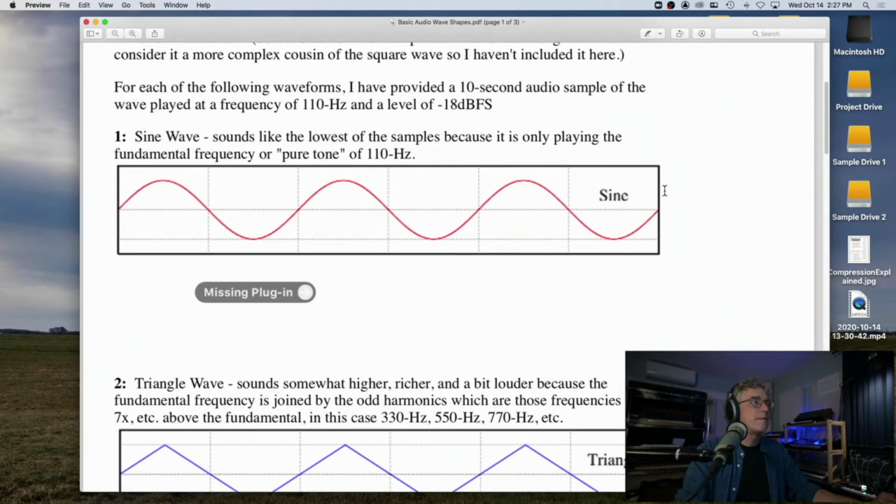So, this is a sine wave. It sounds like the lowest of the samples because it's only playing the fundamental frequency. So everybody knows that I did that whole thing with the Hammond organ plugin where I showed how you have the fundamental and then the overtones above it. And depending upon the volume of the overtones and the relationship with the fundamental, that creates the timbre of the sound you're listening to.